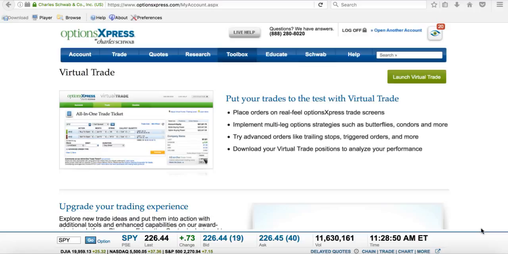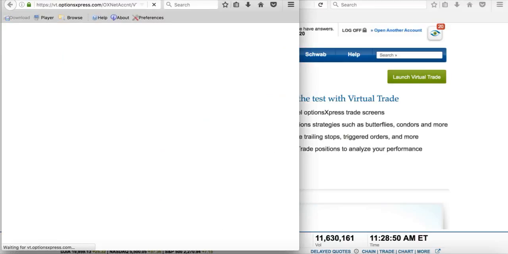So right now I'm using Options Express and I'm in my virtual trading account. This is not a real trading account. It's basically playing with fake money, but it'll show you how an options chain works and how to place an options trade. I just want to show you live how to place an options trade. So I'm going to launch my virtual trading account.